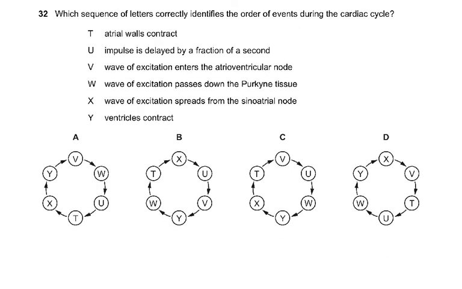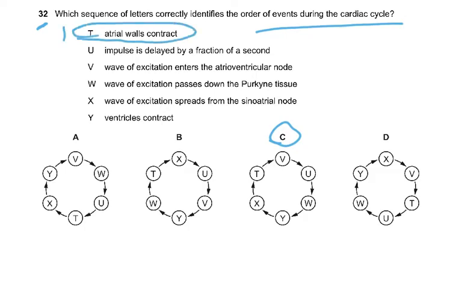Question number 32. Which sequence of letters correctly identifies the order of events during the cardiac cycle? Either you know this or you don't. Very simple. Basically, the answer is C. Why is the answer C? Because T, atrial walls contract.